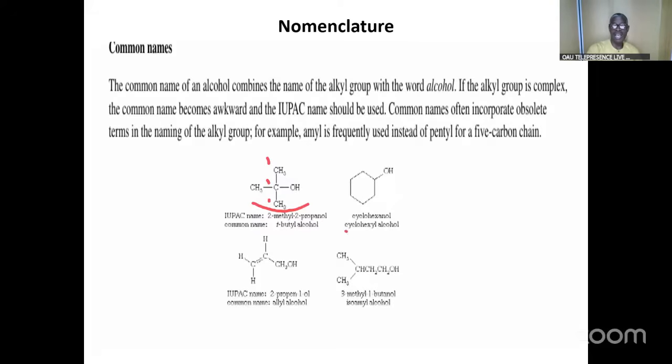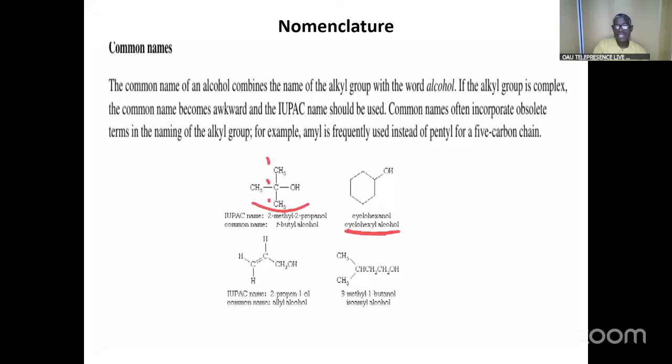And this other one here is cyclic. The parent alkane here is a cyclic one. This is a cyclohexane derivative. With the OH on position 1, it is cyclohexanol.